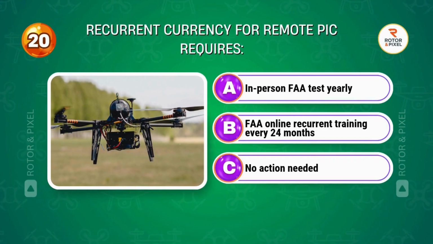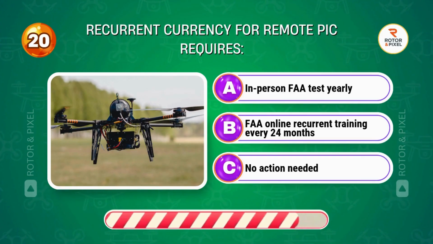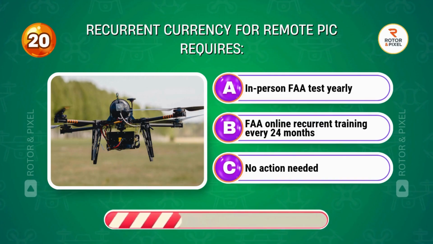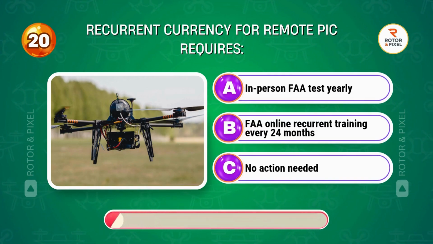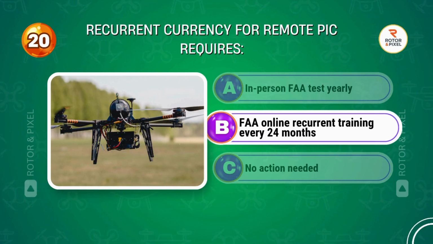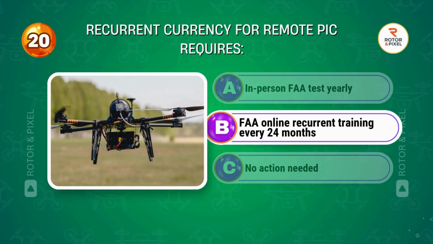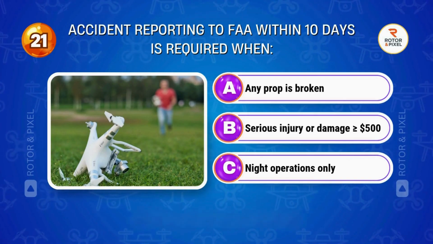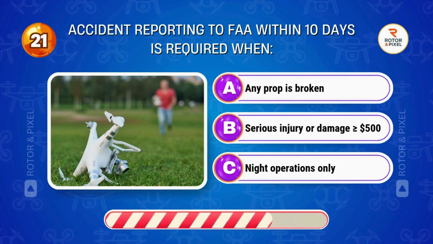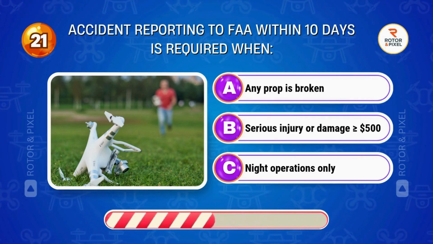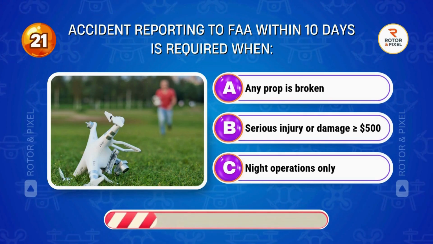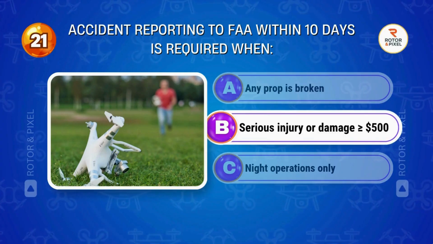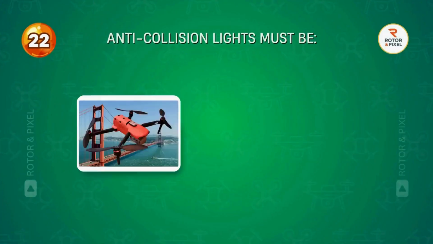Recurrent currency for remote pilots requires Answer B, FAA online recurrent training every 24 months. Accident reporting to FAA within 10 days is required when Answer B, serious injury or damage greater than or equal to $500.